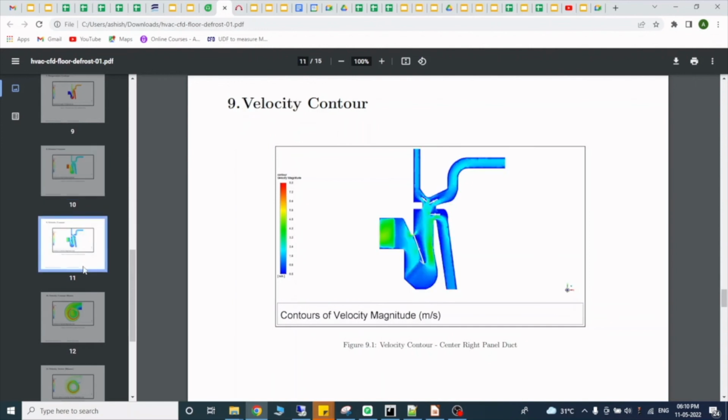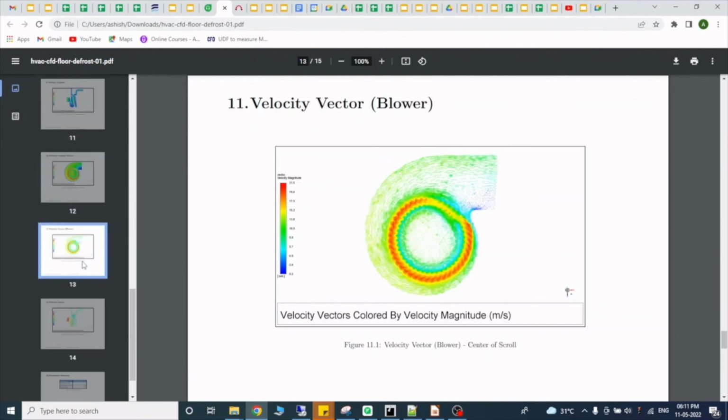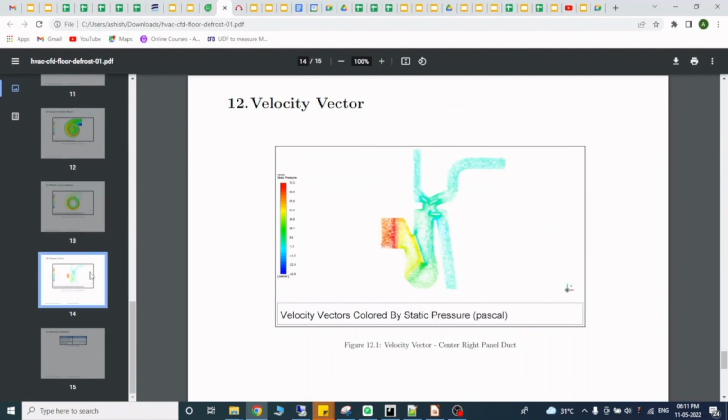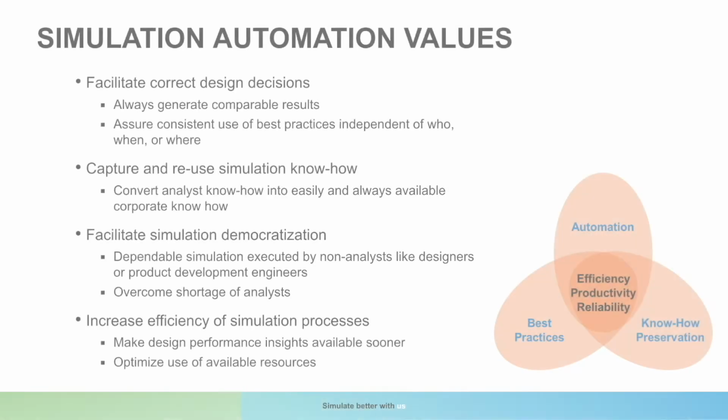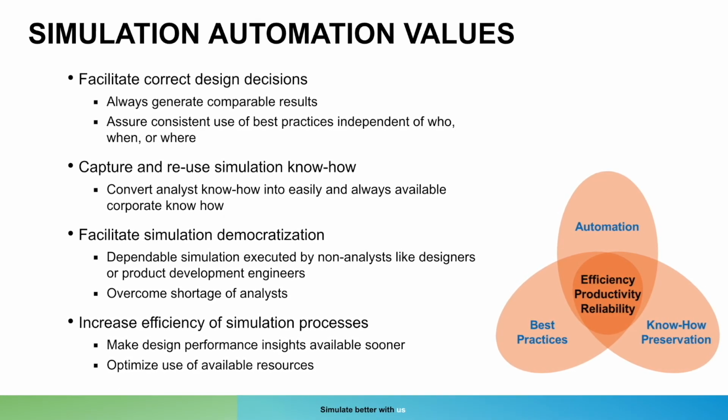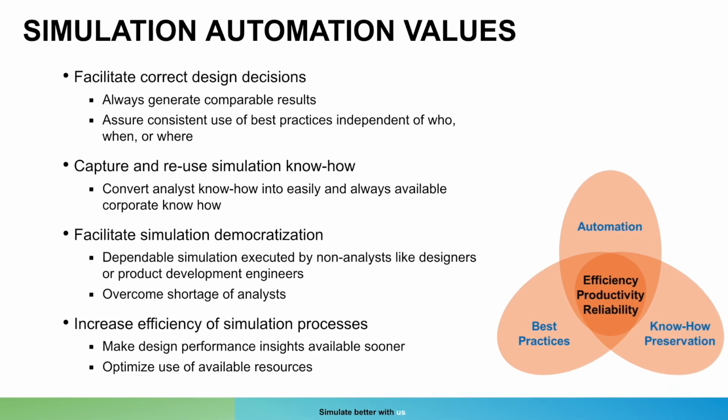All of these report parameters are customizable and determined in both the abstract model and the automated process UI. I hope this goes to show just how an automated simulation process can facilitate correct design decisions. The model can capture and reuse the expertise of your analysts. A number of advantages are available here.